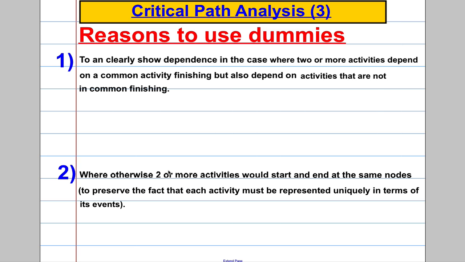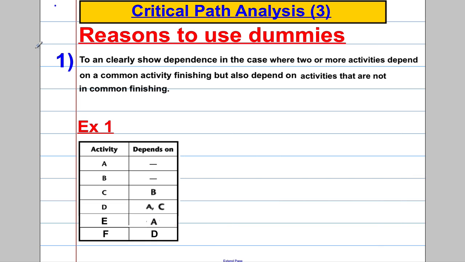And also, each activity or arc has to be represented uniquely by two nodes. So where otherwise there would be two arcs going between two nodes, say node 1 and node 2, with activity A happening and activity B, that's not allowed. Only one arc is allowed to go between two nodes. So you would introduce what's called a dummy. But again, I'll show you in an example.